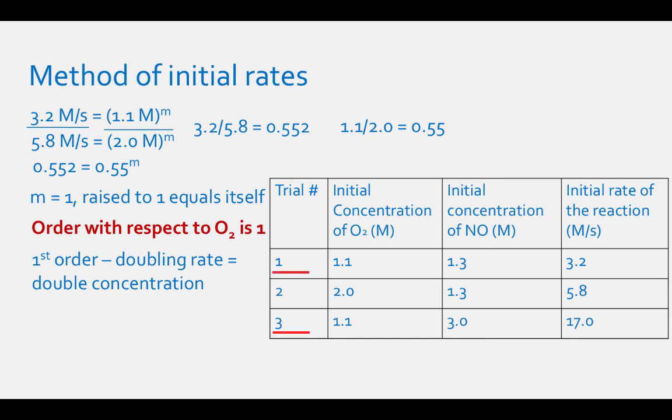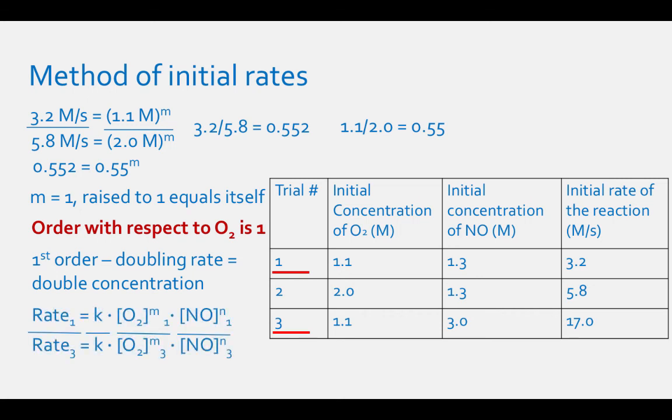To find our order of NO, we can look at trials 1 and 3. This means our equation will look like the ratio of reaction rates in trial 1, rate 1, and trial 3, rate 3, equals the ratio of rate constants times the ratio of concentrations of both of the reactants, concentration of O2 in trial 1, divided by the concentration of O2 in trial 3, times the concentration of NO in trial 1, divided by the concentration of NO in trial 3, raised to their respective orders. Again, we realize that a rate constant will be the same in either case, so we can cancel it out.